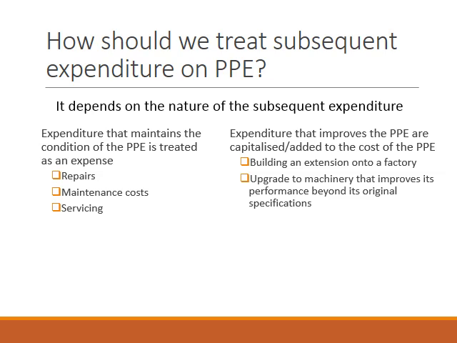Another example might be where we upgrade some machinery that improves its performance beyond its original specifications. So we're not just maintaining the asset, we're improving it, and that cost would be capitalised and added to the cost of the property, plant and equipment.